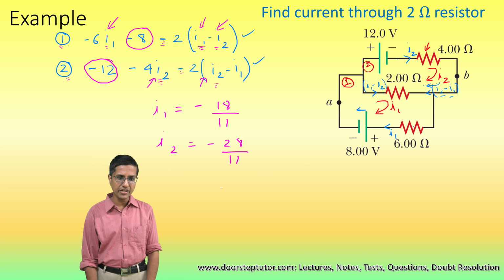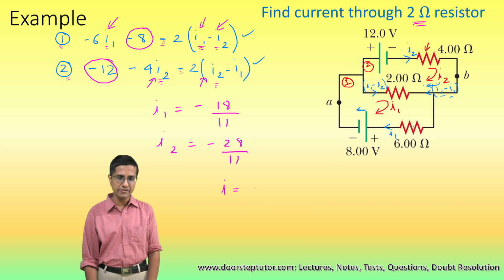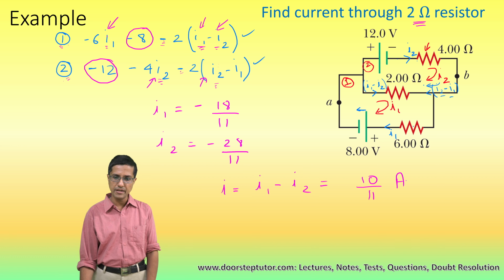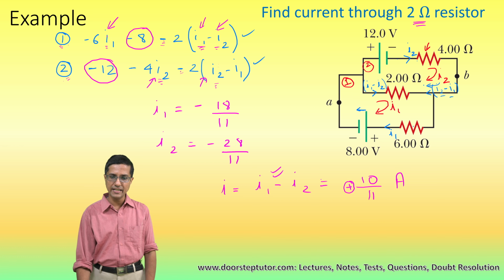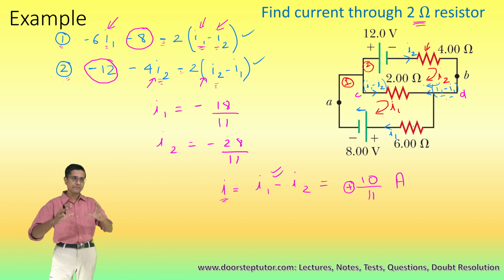And in the direction of the final current I, this is what we want to find out. We want to find out the current through the 2 ohm resistor. So for the 2 ohm resistor, the current will be I1 minus I2. So this comes out to be 10 by 11 ampere, and since this is positive, the direction is correct. I will choose the direction of I1 to I2. So I will say that the current in this resistor I is 10 by 11 ampere in the direction from C to D, where C and D I have marked. Okay, so very simply we can solve this problem.